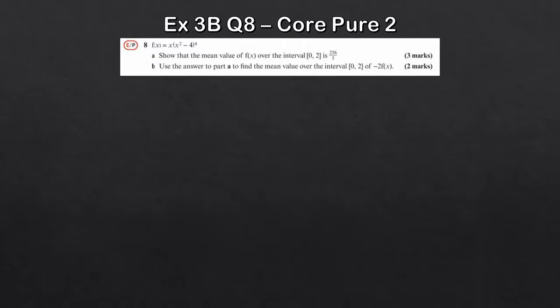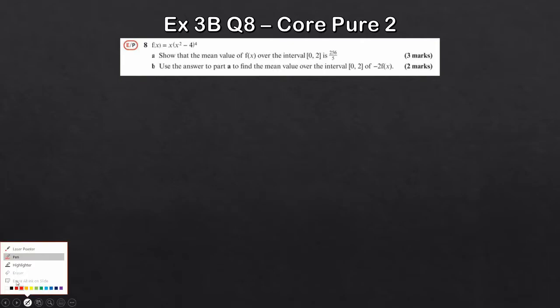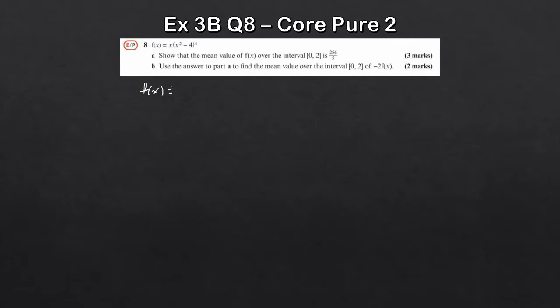So we've got this function here, f of x. So let's just write this down. So f of x is x times (x squared minus 4) all to the power of 4. That's a 4, believe it or not. I don't know why I did that. So we want to show that the mean value of f of x over the interval 0 to 2 is 256 over 5. So quite a nice opening question, because we know what we should be aiming for, so we know if we've done it right or wrong, basically.